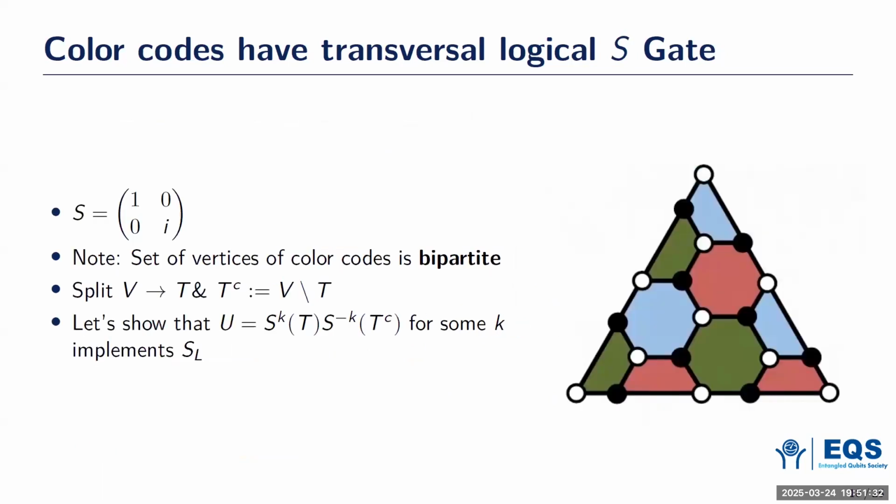And finally, color codes have a transversal logical S gate. The S gate is the square root of the Z gate. The vertices of color codes are bipartite, which means we can divide the vertices into two sets, T and T complement, and only vertices from different sets have an edge. For some integer k, apply S to the k at the qubits belonging to the set T, and apply S to the minus k at the qubits belonging to the set T complement, and this implements a logical S gate.